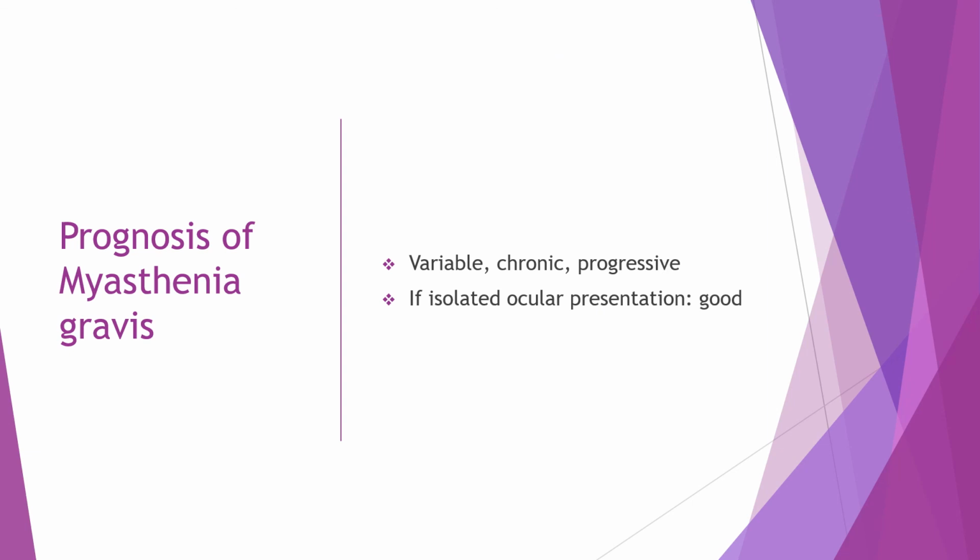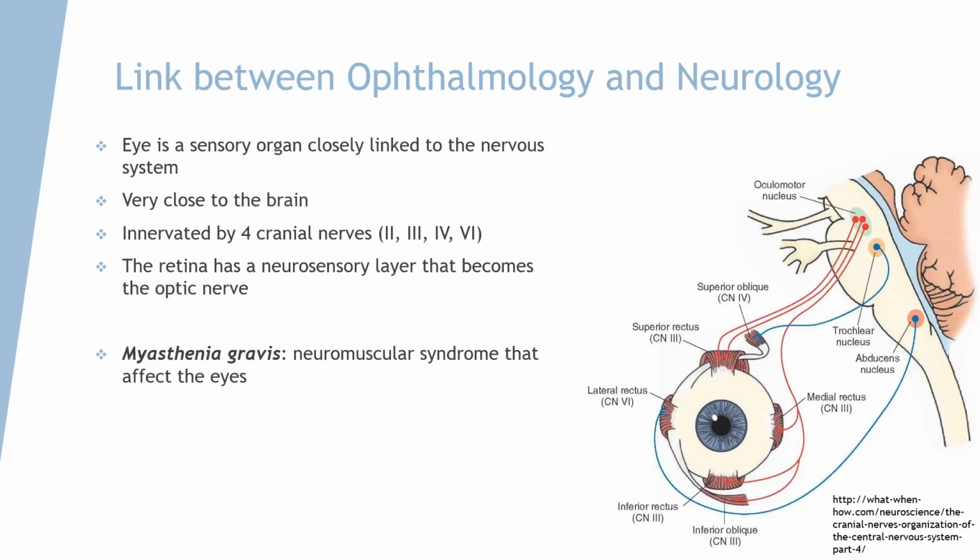Myasthenia gravis is a chronic and progressive disease, and the prognosis is variable. If there's an isolated ocular presentation without any systemic ones, the prognosis is considered good. So here is the link slide again. Hopefully we were able to convince you that myasthenia gravis is a representative disorder that connects ophthalmology and neurology.